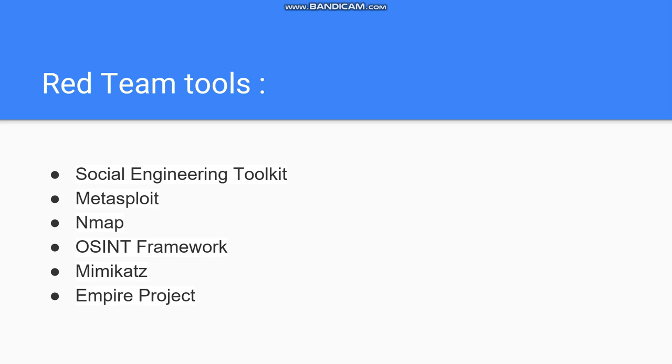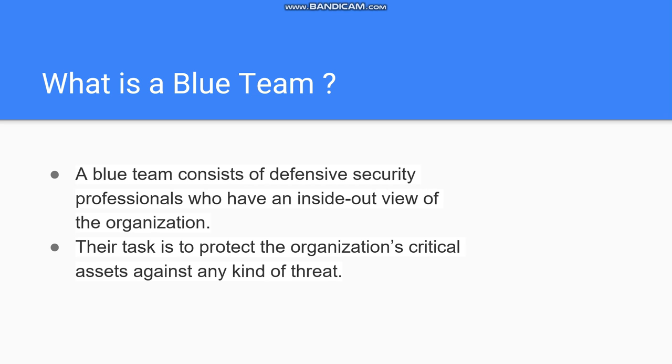So here are some tools which are used by the red team. The first one is the Social Engineering Toolkit, which is the most popular tool, also called the SET toolkit. The second one is Metasploit, and the third one is Nmap. The fourth one is the OSINT framework, and the fifth one is Mimikatz, which is used for privilege escalation, and the last one is Empire Project.